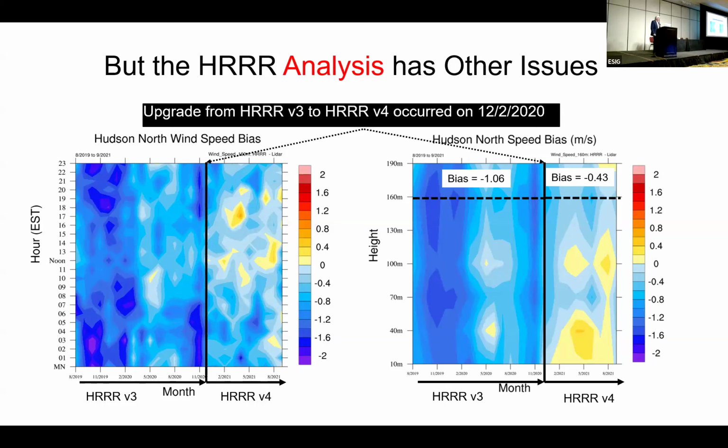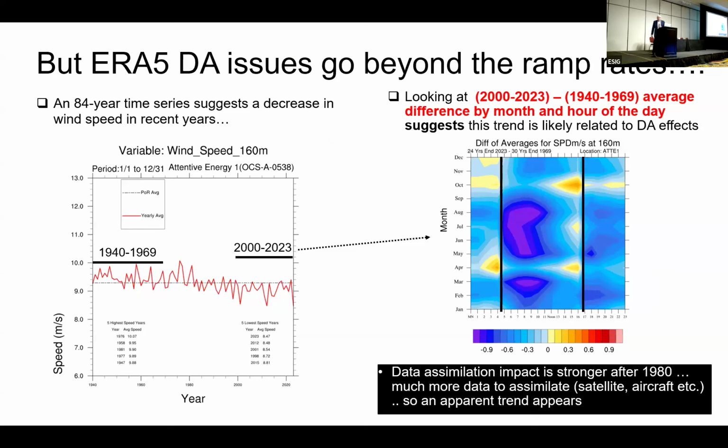But now, you go back to the analysis issues, you have issues on the HRRR side. There was a major upgrade to the HRRR on December 2nd, 2020, and you can see the bias changed radically. If you look at before December 2nd, much bigger negative bias in the 160 meter wind speed, and after that, it's a much lower bias. You can see that from the point of view with height on the right there, and also in terms of hour of the day. So this is what we mean about having an issue with a changing analysis system.